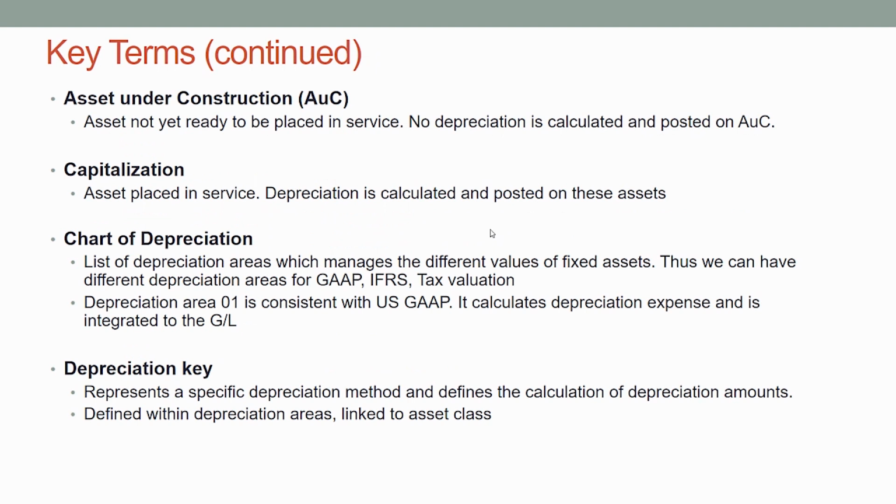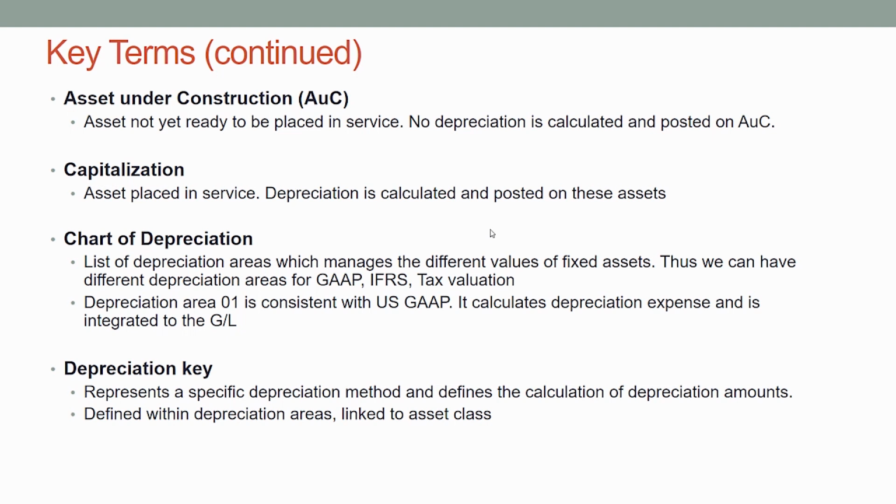Next is asset under construction. Many times companies construct the assets on their own. These are called assets under construction. A very important feature is that since they are not completed and not in service, no depreciation is charged on an asset under construction. Capitalization. This is the date on which the asset comes into service and starts giving service to the company. This is the date of capitalization. Depreciation on an asset is charged from the date of capitalization.